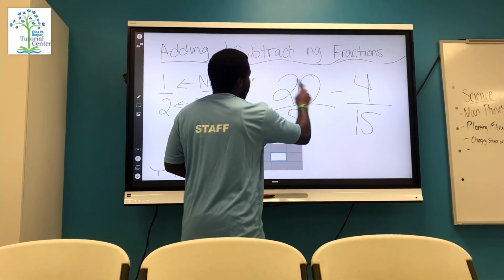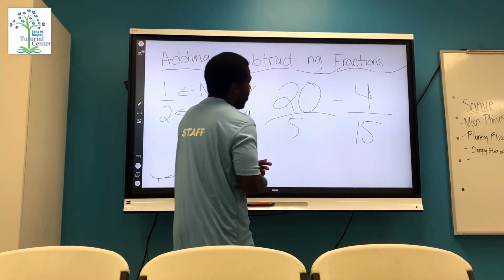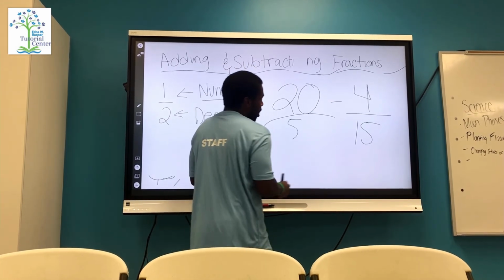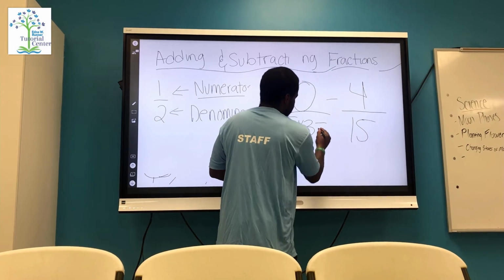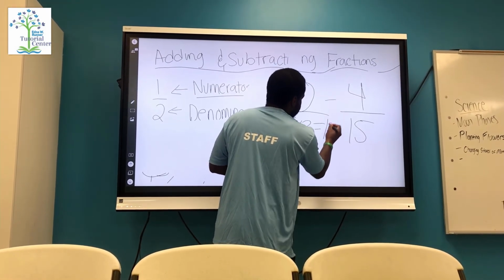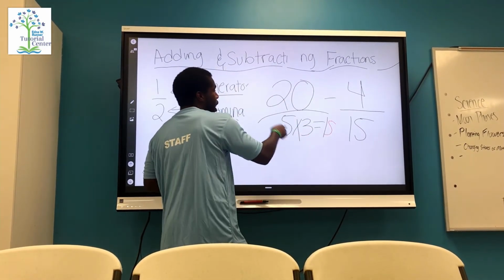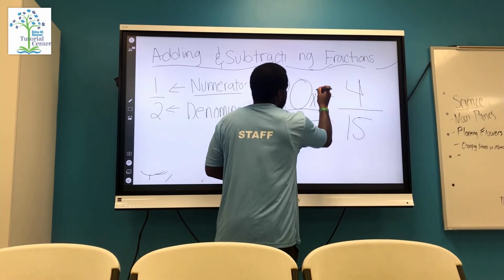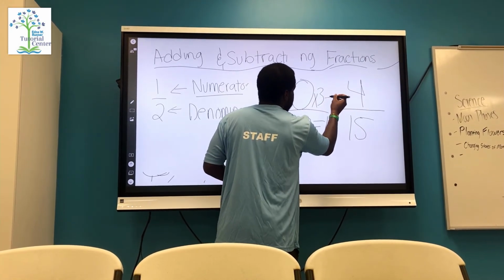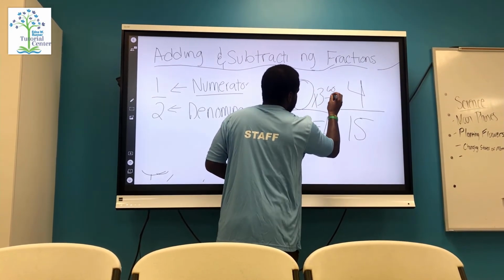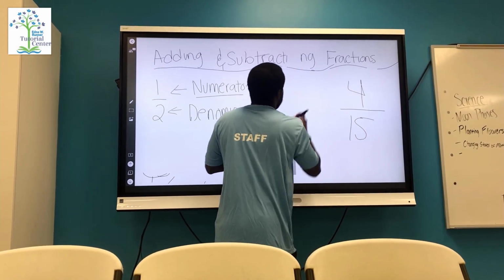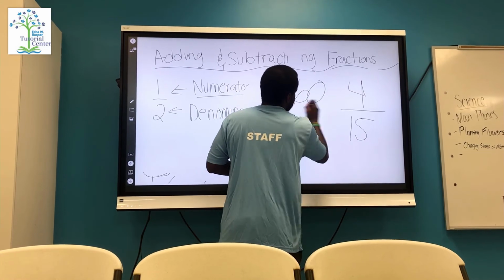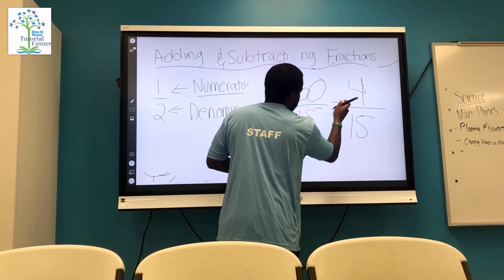The denominator is already 15, so I do not have to worry about this. This one I do have to change. 5 times what will give me 15? It will be 3, so 5 times 3 is 15. Whatever I do to the bottom, I must do to the top. 20 times 3 will equal 60. So now this would be 60 over 15.